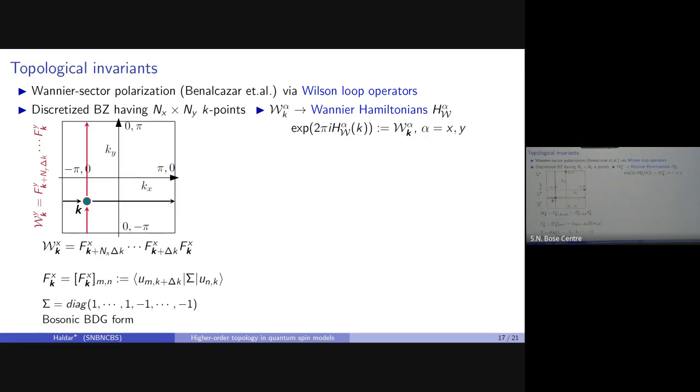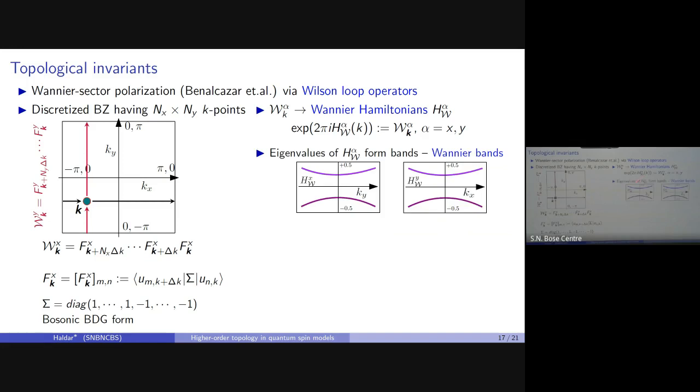This Hamiltonian has very nice properties. If you plot the eigenvalues of this H_alpha^W, they will also form bands, and these bands will have a band gap. Since they have a band gap, the eigenstates of this H_alpha^W can carry their own topological invariant, in this case the topological invariant of polarization.